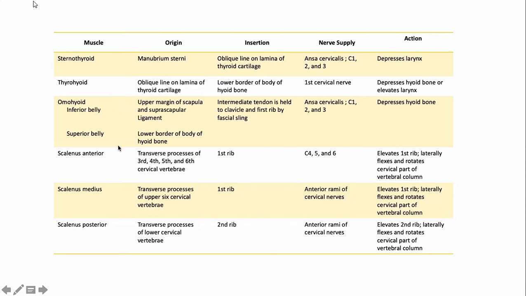The vertebral group of muscles: the scalenus anterior originates from the transverse processes of the third, fourth, fifth, and sixth cervical vertebrae, and is inserted into the first rib. The nerve supply is from C4, C5, and C6.